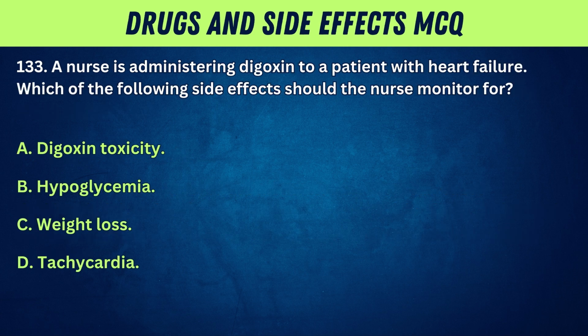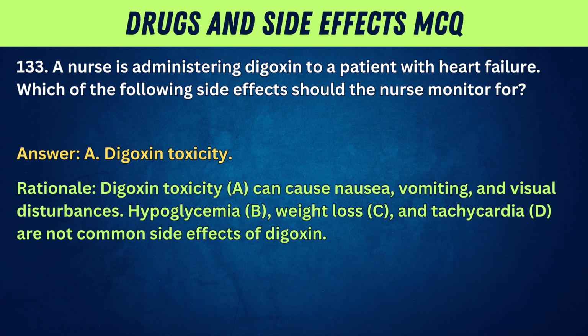133. A nurse is administering digoxin to a patient with heart failure. Which of the following side effects should the nurse monitor for? A. Digoxin toxicity. B. Hypoglycemia. C. Weight loss. D. Tachycardia. Answer: A. Digoxin toxicity. Rationale: digoxin toxicity, A, can cause nausea, vomiting, and visual disturbances. Hypoglycemia, B, weight loss, C, and tachycardia, D, are not common side effects of digoxin.